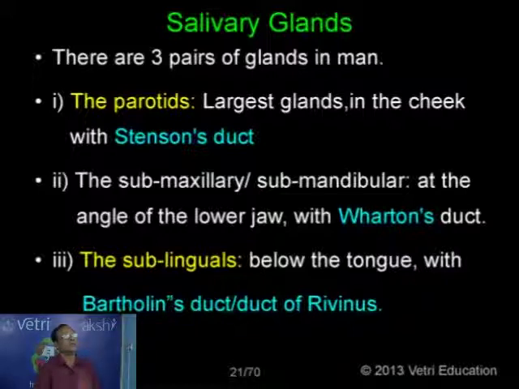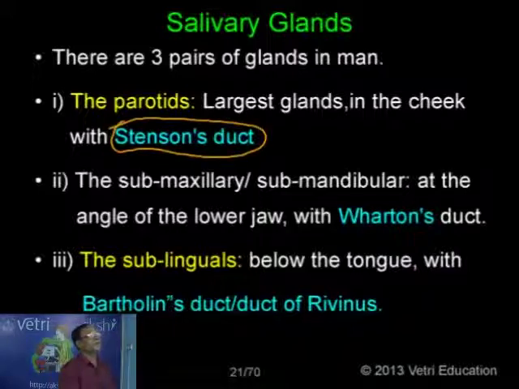And the name of the duct through which the saliva is transported to the buccal cavity is called Stenson's duct. So the salivary duct connecting the parotid salivary gland to the oral cavity is Stenson's duct.